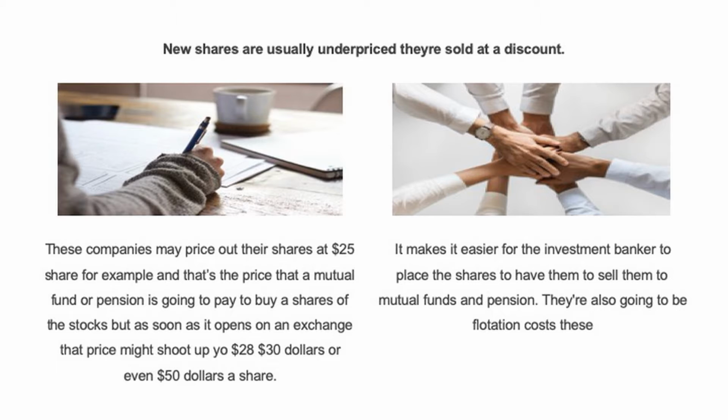You can see that commonly in initial public offerings, wherein a private firm goes public, companies like eBay and Netscape. These companies may price their shares at a specific amount, and that's the price that a mutual fund or pension fund is going to pay to buy shares of the stock. But as soon as it opens on an exchange, that price might shoot up. So why do they underprice? Well, it makes it easier for the investment banker to place the shares and sell them to a mutual fund or pension fund.